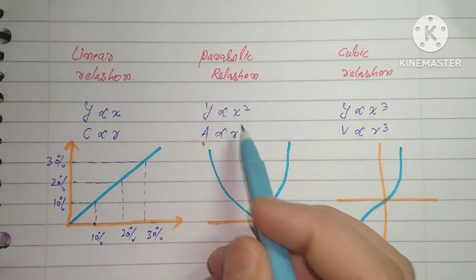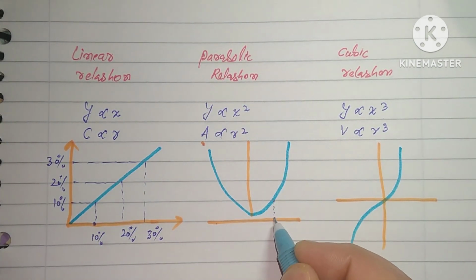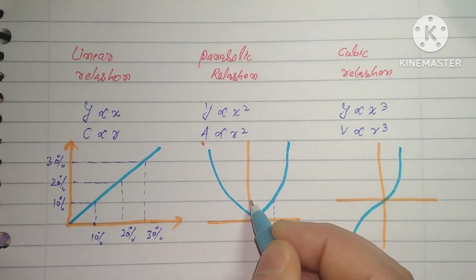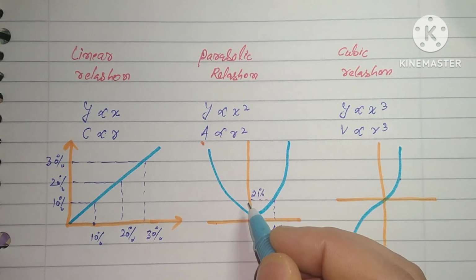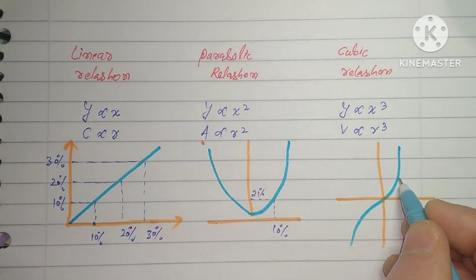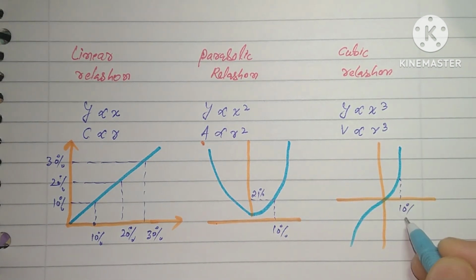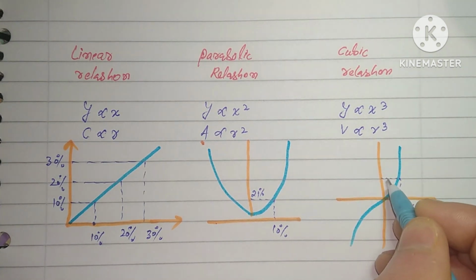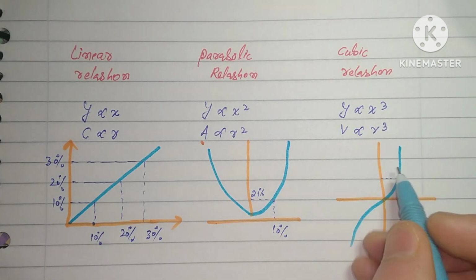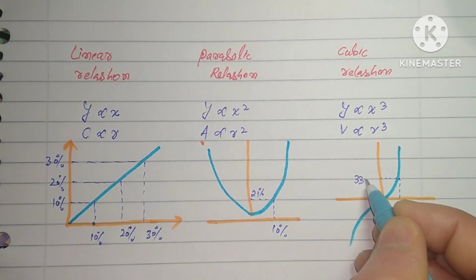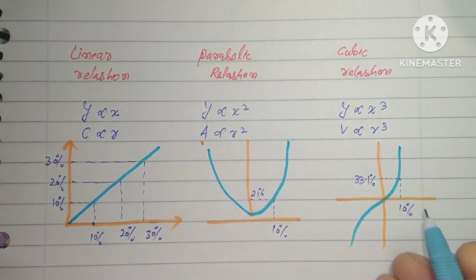Now, parabolic relation. In parabolic relation, if x increases by 10%, y will not increase by 10%, it will be 21%. And similarly with cubic, if x increases by 10%, y will not increase by 10%, because y has the cubical relation with the x. It increases by 33.1%.